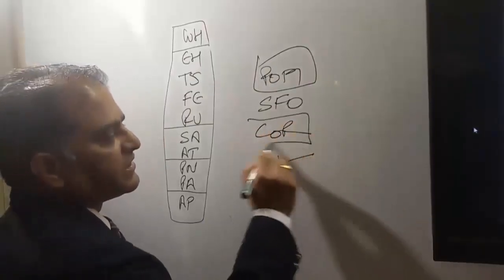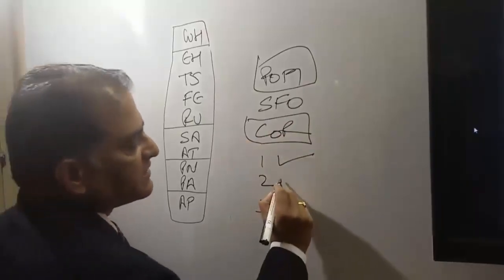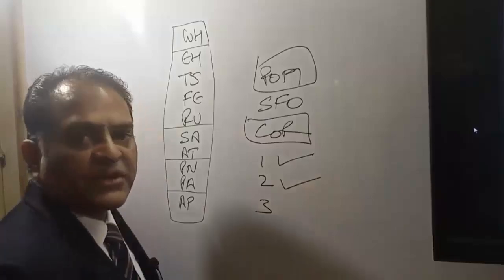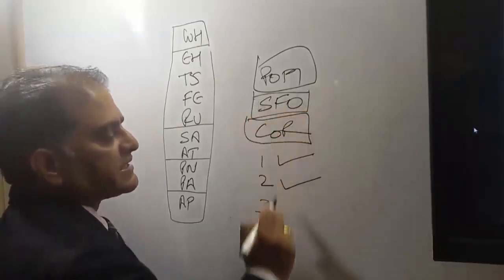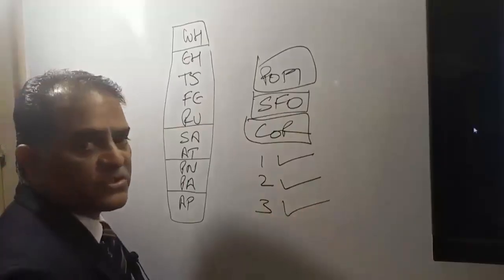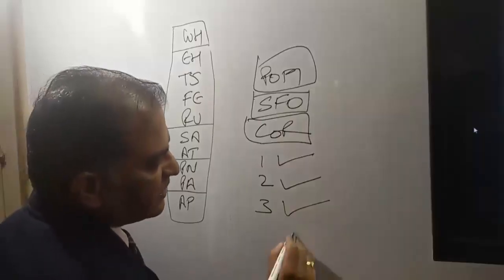Cordoba is in Argentina. Argentina is in South America. That means it has satisfied the destination condition. Then San Francisco, USA. USA is in North America. It has satisfied the third via condition also. So for this itinerary, we are going to consider the PN global indicator.